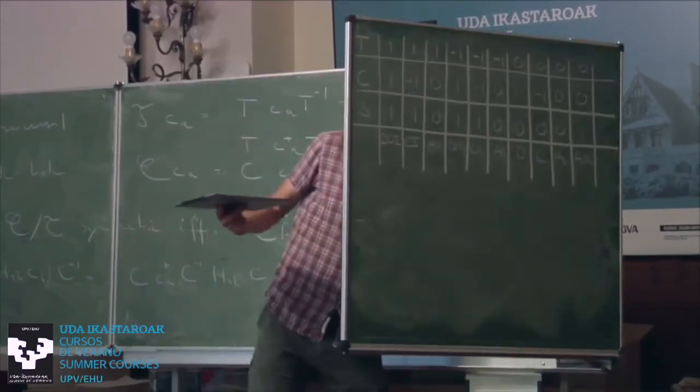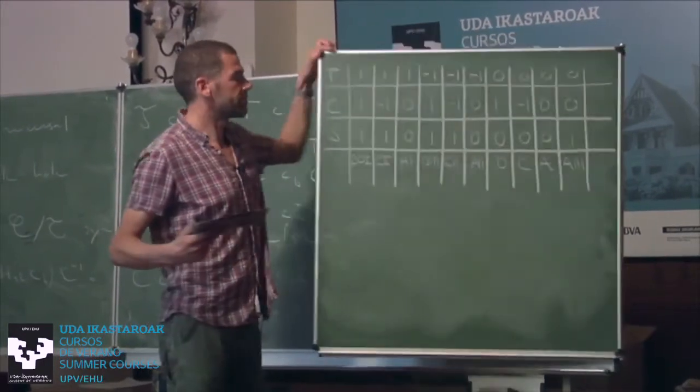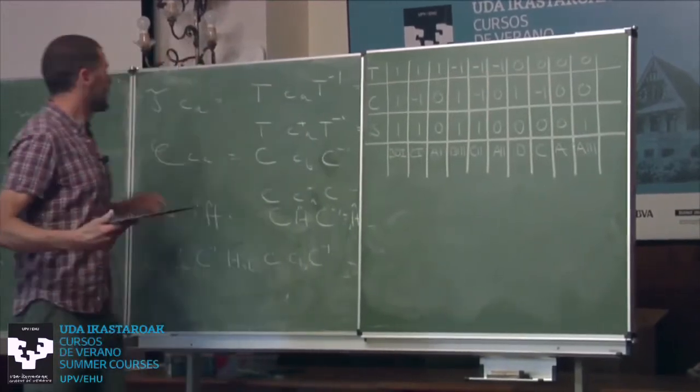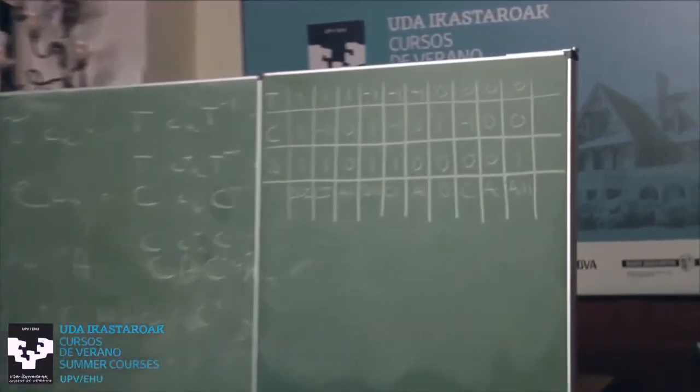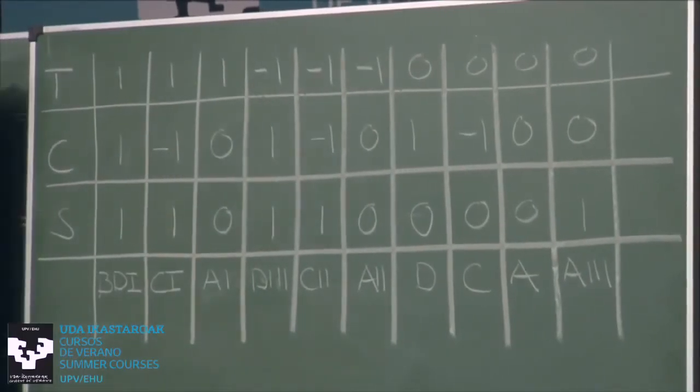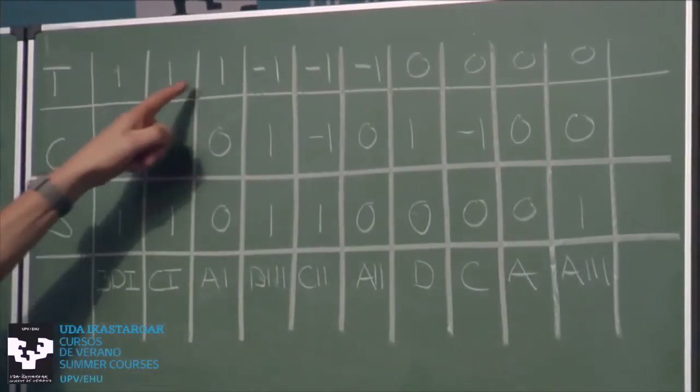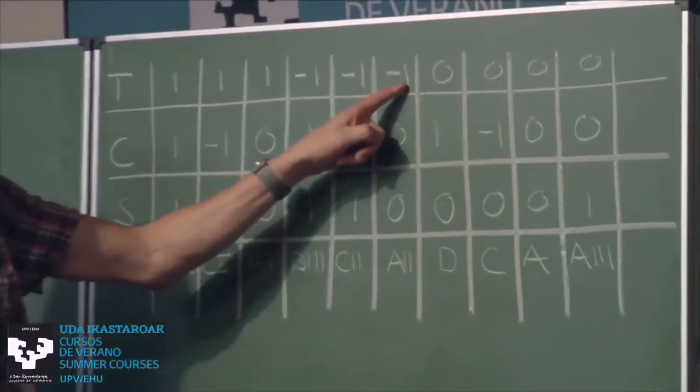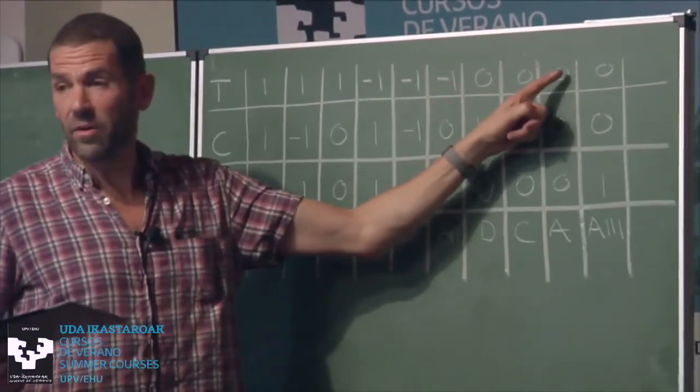That's it. The other day we had these 10 different possibilities, which I have just listed here. So there's time reversal: 1, 1, 1, 1, minus 1, minus 1, minus 1, and then 4 zeros.